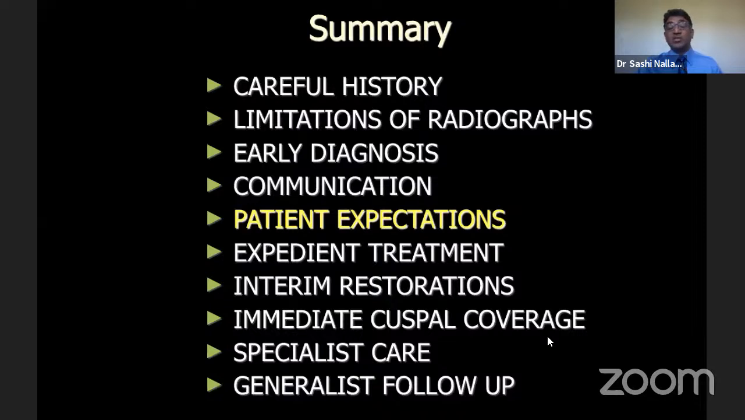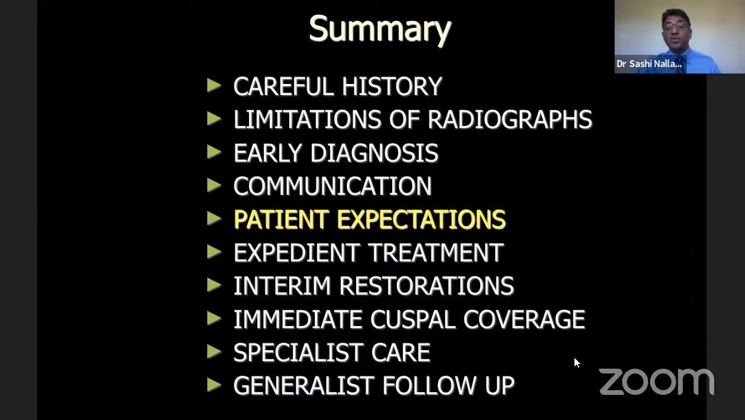And specialist care is important in some cases. Not all of these cases can be handled by the general dentist. So be careful in your diagnosis, and if you think specialist care is needed, please send. It's not about your ego or anything. Just send them to the specialist so they can manage it better.